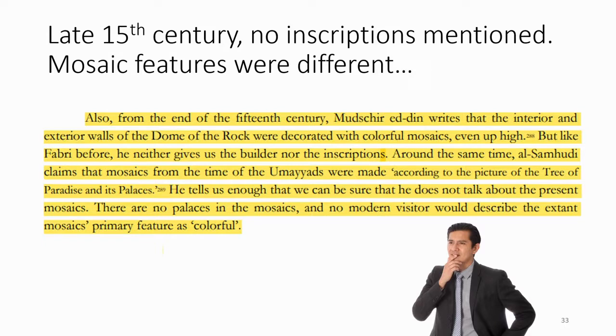Around the same time, Al-Samhudi claims that mosaics from the time of the Umayyads were made according to the picture of the Tree of Paradise and its palaces. He tells us enough that we can be sure that he does not talk about the present mosaics. There are no palaces in the mosaics, and no modern visitor would describe the extant mosaic's primary feature as colourful.